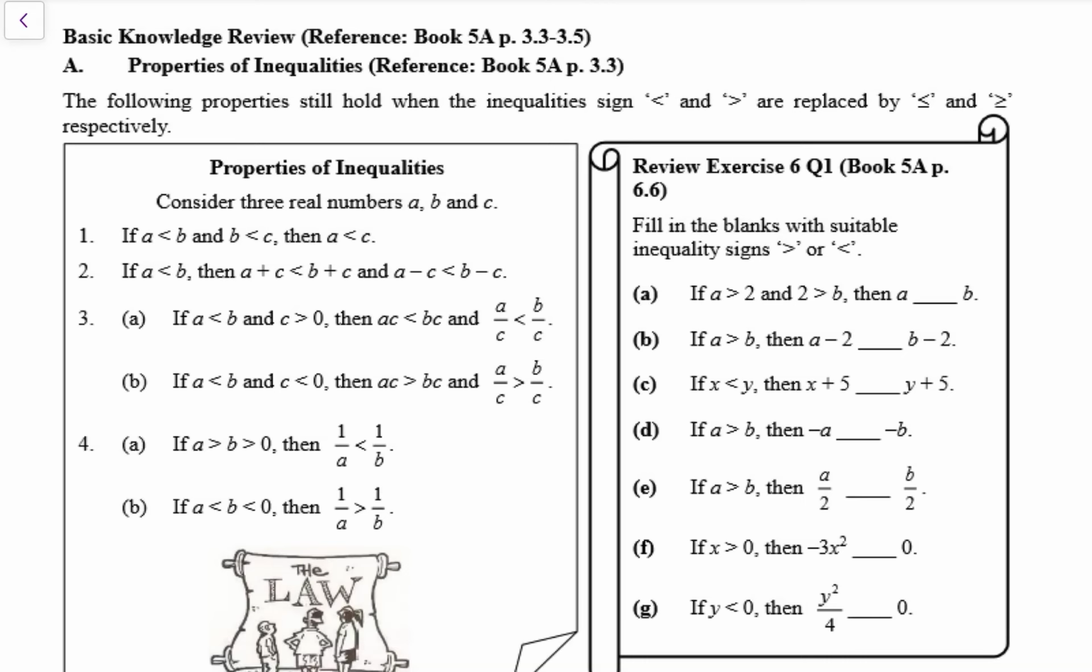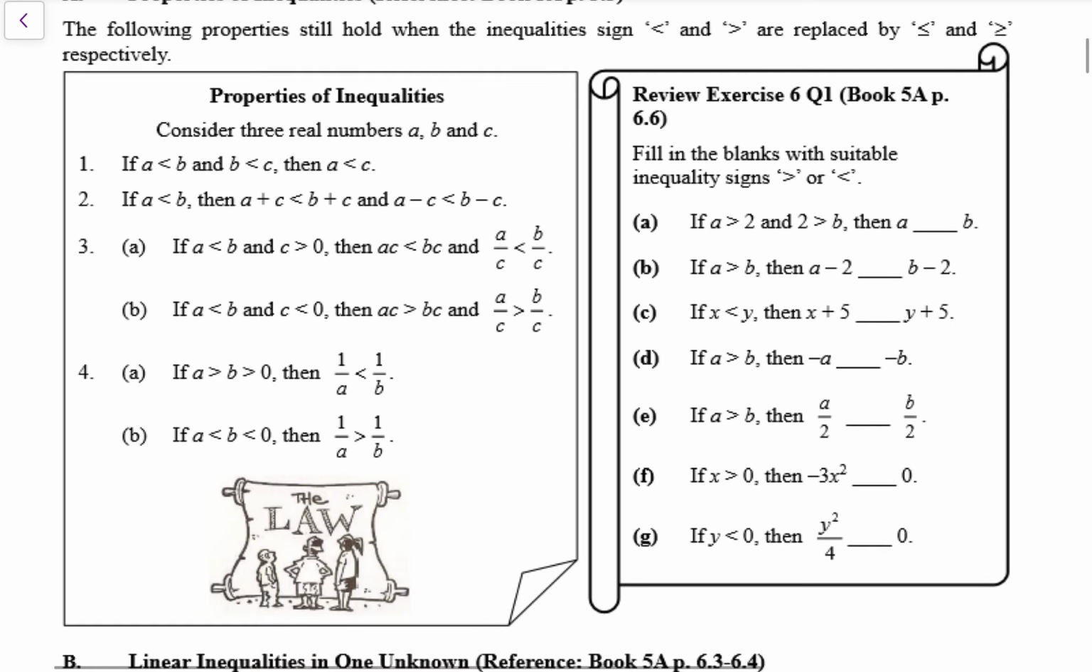Chapter 3 Inequalities. We'll look at some basic properties of inequalities. On your notes page 2, we have the properties of inequalities. So we are going to look at review exercise 6, question 1, so you can apply these properties.